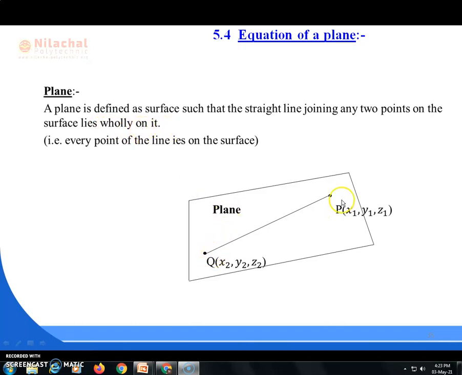Let's see, here P is a point, Q is a point. Take any random points and join them. If the whole line lies on the surface, then you can say that this surface is a plane. Every point of the line lies on the surface, then this is called a plane. Okay, let's see.